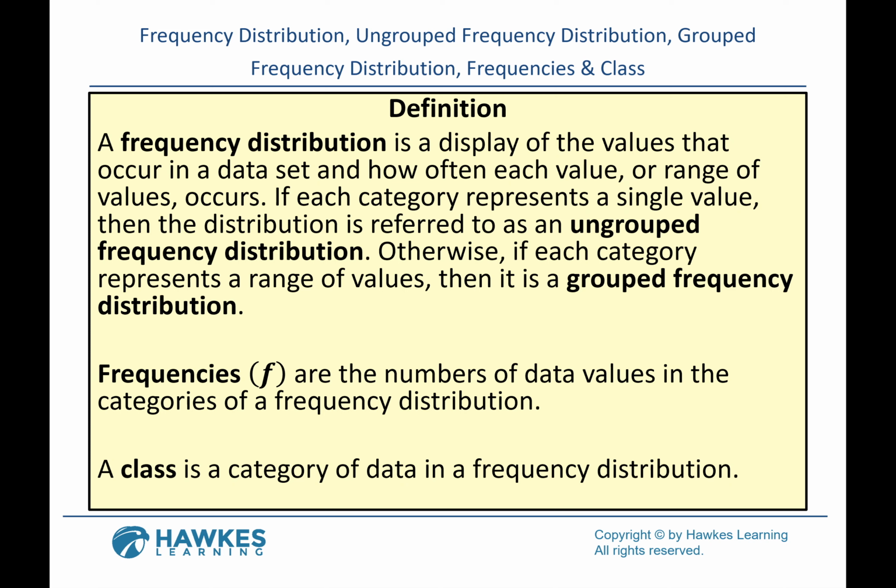Okay. Last term we have down here is called a class. And that is one of those ranges of values. You can think about it like a category, like the data values between 10 and 15. They have a value of between 10 and 15. And that would be a class. These will make more sense in just a minute when we look at the frequency distribution.